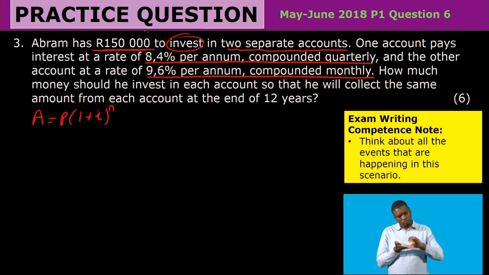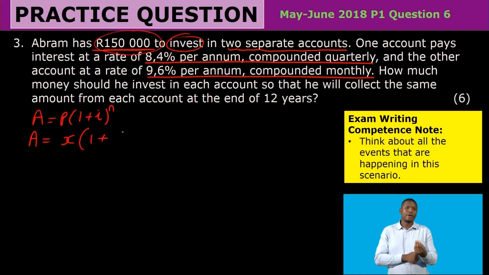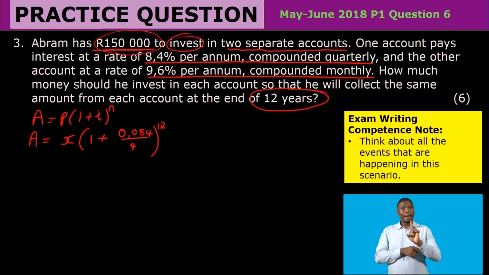So what do we know about this money that Abram has? Well, that 150,000 must be split into two accounts, like we've said. So we know that Abram is going to take a certain amount and he's going to invest it. Now, this first account, we are told that it is going to be an interest of 8.4%, which is 0.084, and this is compounded quarterly, so it will be divided by 4. And of course, when it comes to the time period, it says there at the end of 12 years. So we know that this is going to happen for 12 years, but each year he's going to get interest every quarter, which means that that 12 is going to be multiplied by 4.